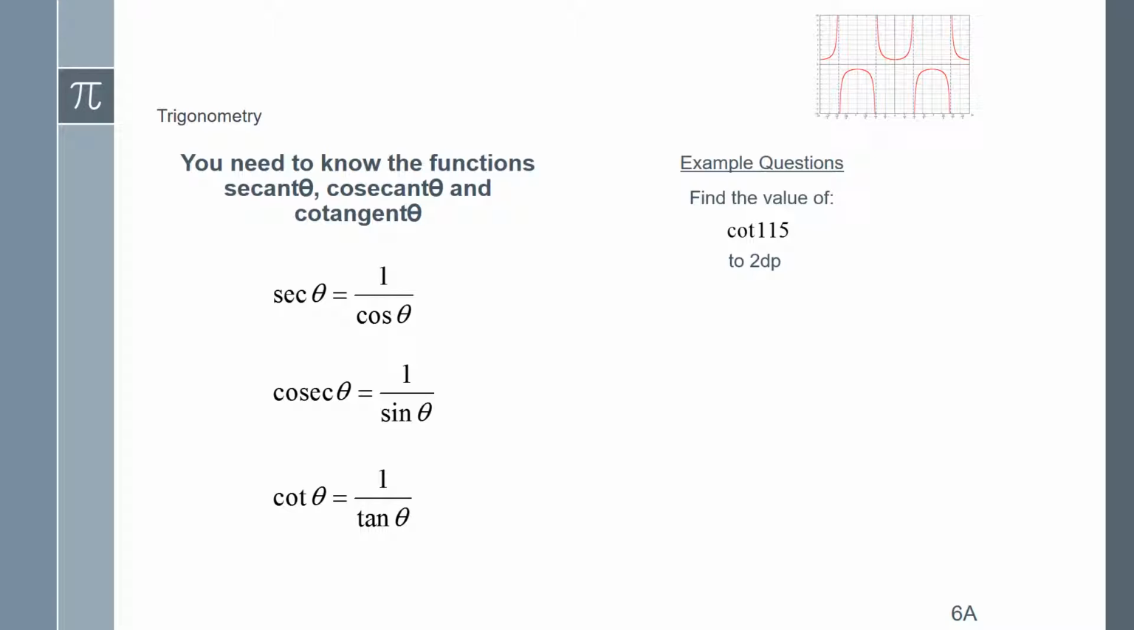Cot 115 to 2 decimal places. Well, cot is 1 over tan, so it's 1 over tan 115. Again, it's looking for a decimal answer, so you can use your calculator and get cot of 115 degrees is minus 0.47.